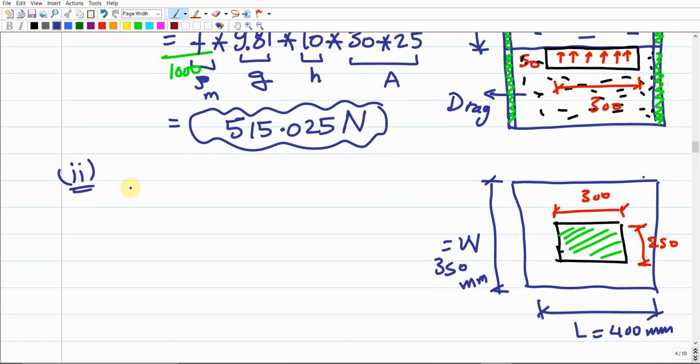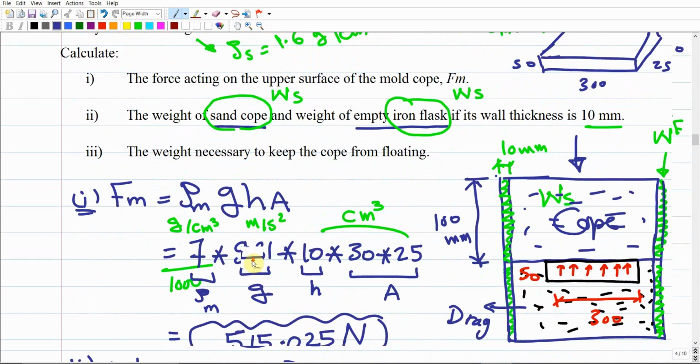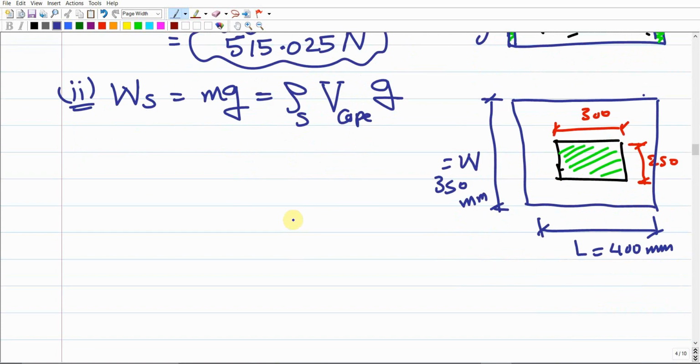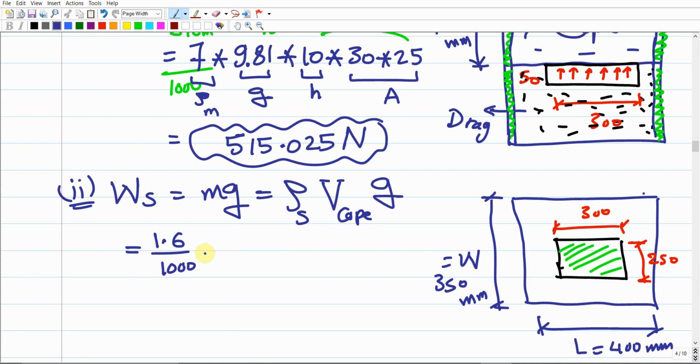So simply, I'm going to calculate the weight of the sand. It should be the mass times G, the gravitational acceleration. The mass should be the density of the sand, and the density of the sand was given as 1.6 gram per centimeter cube, but that is the density of the molten metal, which is made of iron, right? Of the casting. But here we are talking about the sand, times the volume of the sand, or you could consider that this should be the volume of the cube itself, times G, the gravitational acceleration. Make sense? So simply, the density is given as 1.6. I'm going to divide by 1000 to convert from grams to kilograms, as we did here, times the volume of the cube.